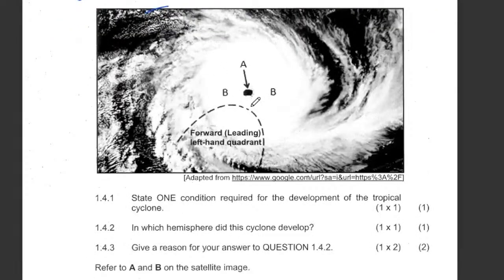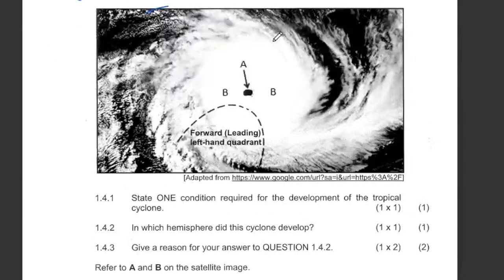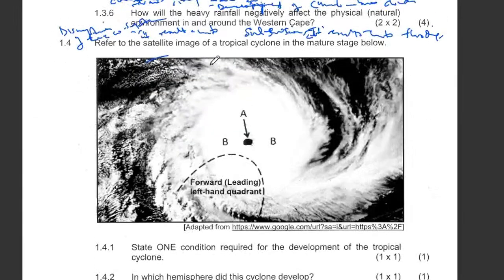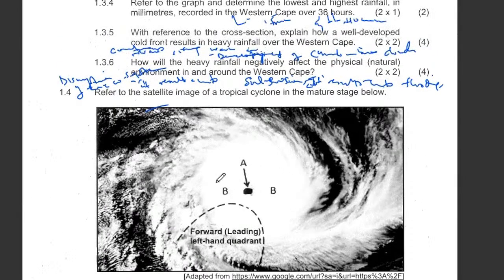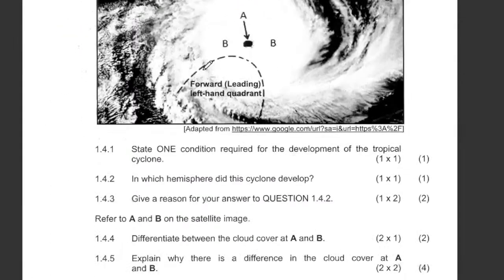Here we go to a tropical cyclone. When you analyze it, you can come to the conclusion that this was in the southern hemisphere because it rotates clockwise towards the center. Also look at the position of the dangerous quadrant, which is on the bottom corner.